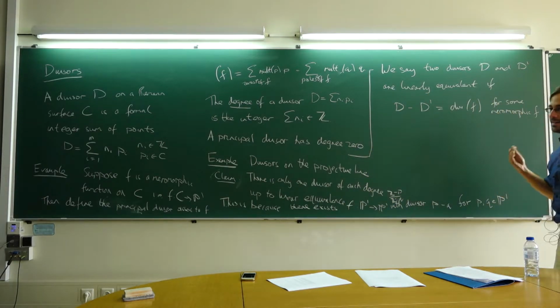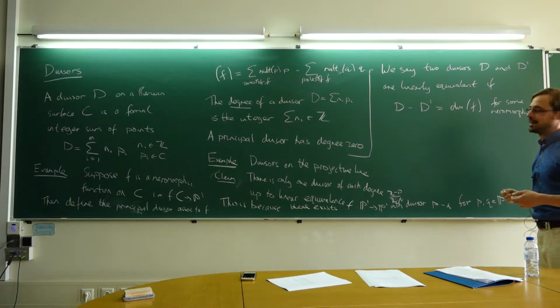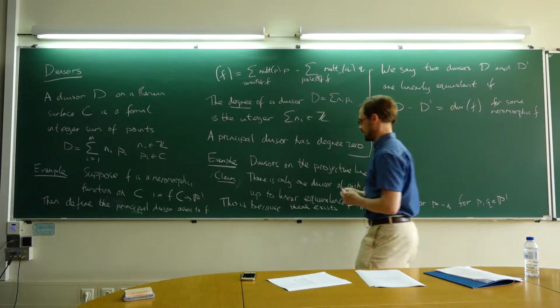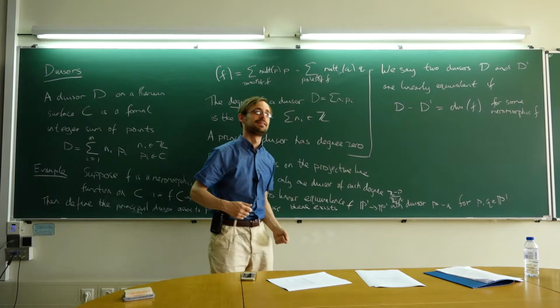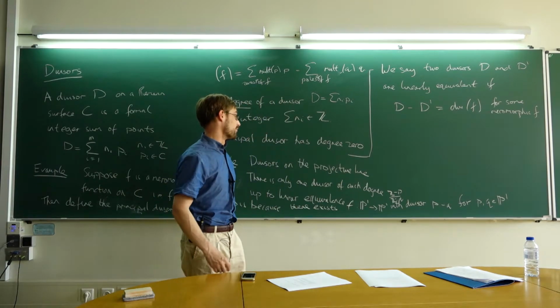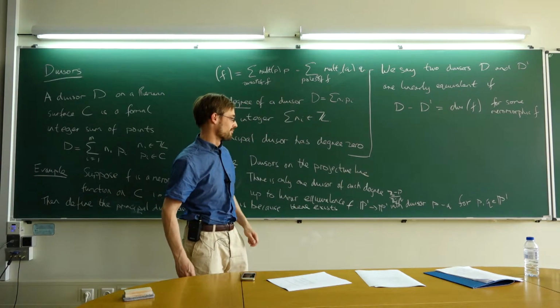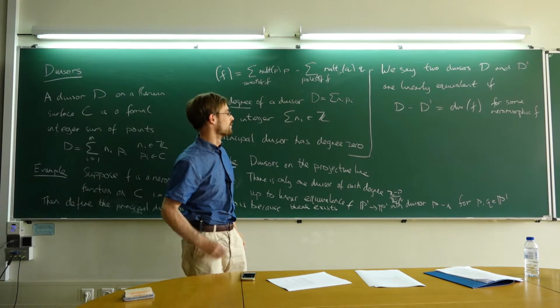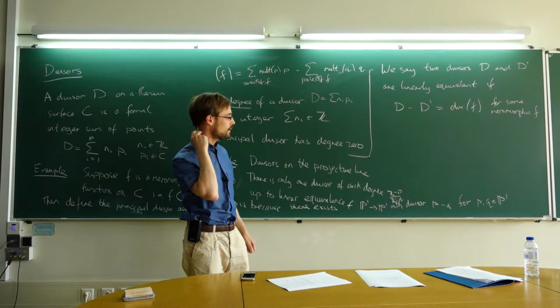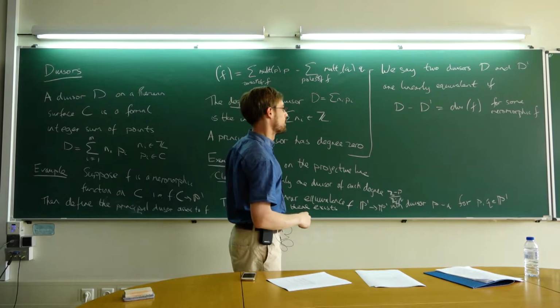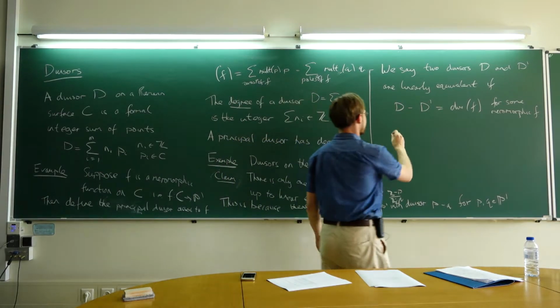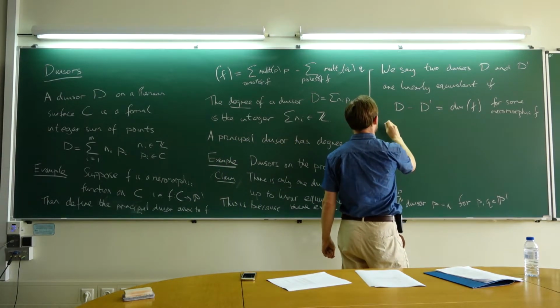On P1, on the projective line, the answer is a bit uninteresting, but that's just because the projective line is simple, and as we will see on Riemann surfaces of genus greater than one, there's really something more interesting going on. Right, so perhaps I should make the definition.